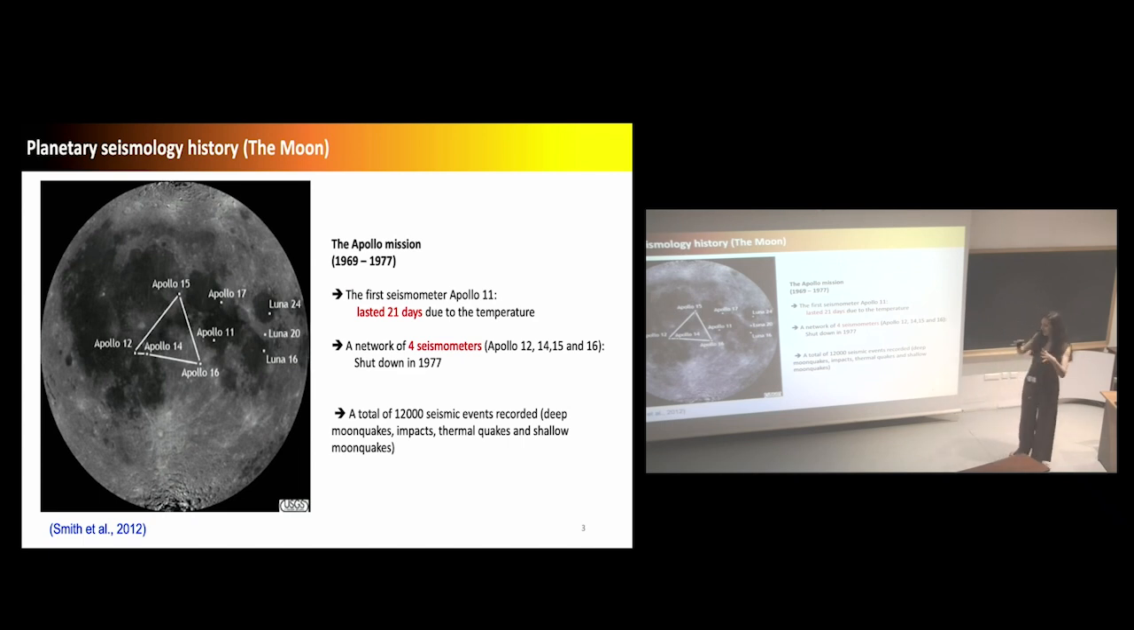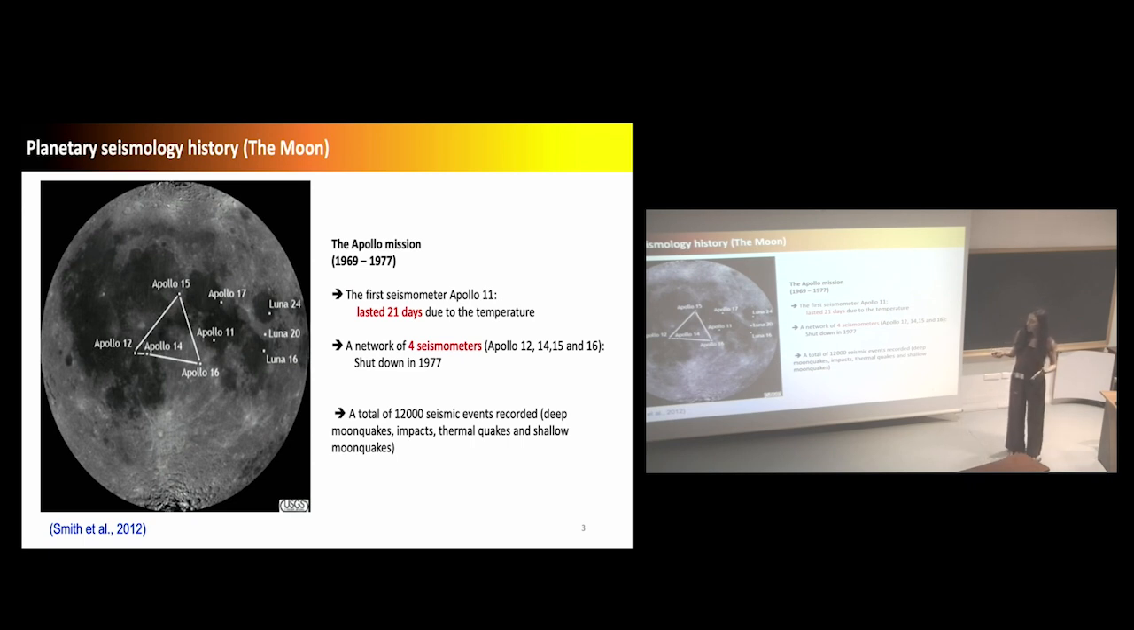They put a better thermal shield on the seismometer with Apollo 12, 14, 15, and 16, as you can see here. So this is actually the first seismic network that was built on the Moon. And at this time, it's the only one. The missions worked for several years, and we had a lot of data. These seismic events are very different from what we observe on Earth. I will show you some examples after that.